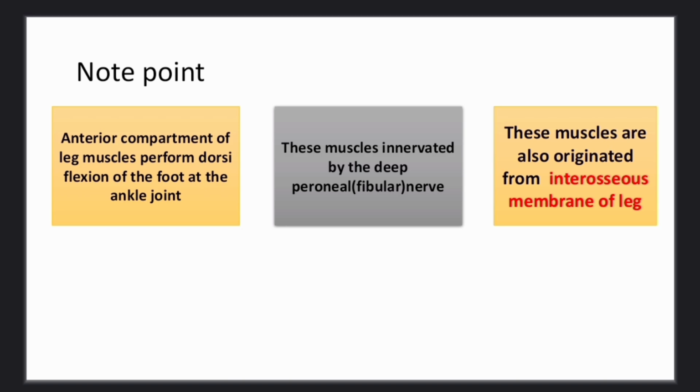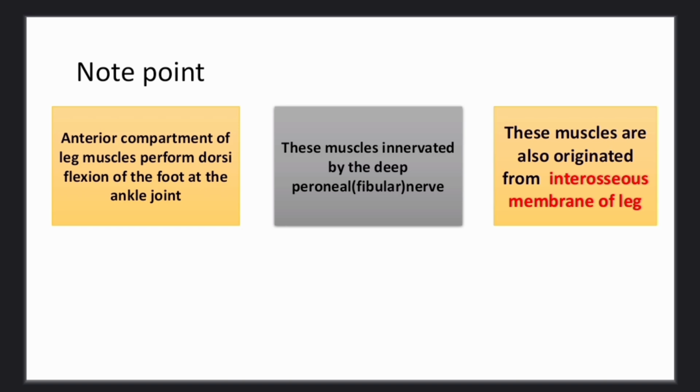Okay, so second point is common nerve supply. So all the muscles we discussed today, okay, they are tibialis anterior, extensor digitorum longus, peroneus tertius, extensor hallucis longus. All get supplied by the deep fibular nerve or the deep peroneal nerve.